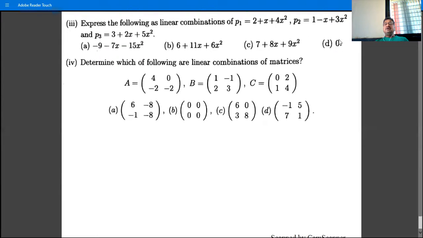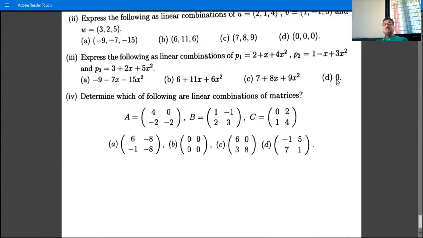0 is the zero polynomial. So this zero polynomial can be expressed as follows. Suppose this is Q, and Q is this 0. So we can write 0 is equal to 0 into P1 plus 0 into P2 plus 0 into P3. So this is the zero polynomial, expressed in the form 0 into P1 plus 0 into P2 plus 0 into P3.